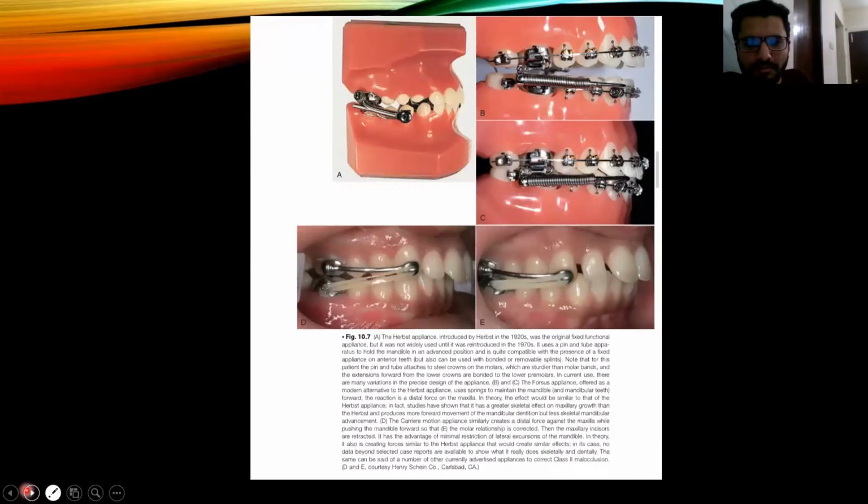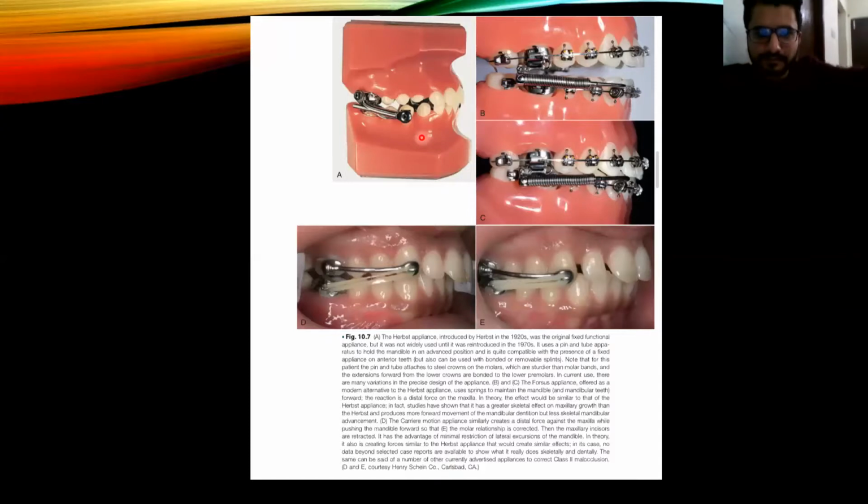These are your fixed functional appliances. This is Herbst. This one is Forsus. This one is Carriere Distalizer. This is a Herbst appliance. This has come in the exam for your seniors. Herbst appliance. They gave an image-based question for this. In ortho you'll get a lot of image-based questions. Frankel 3 appliance also came.